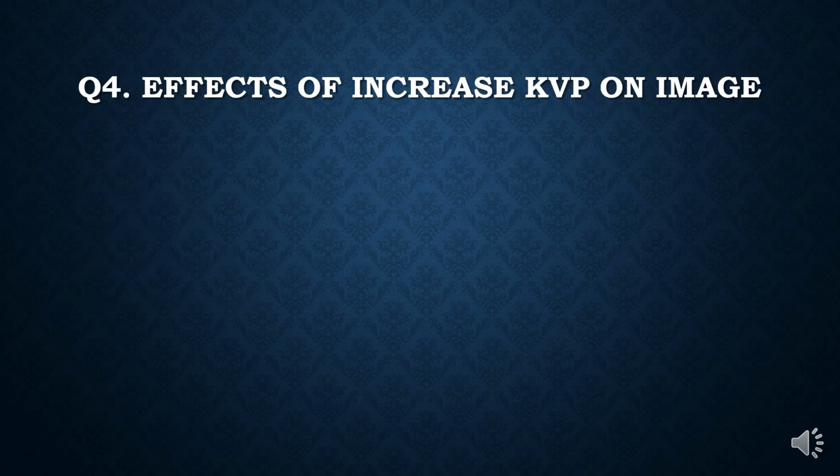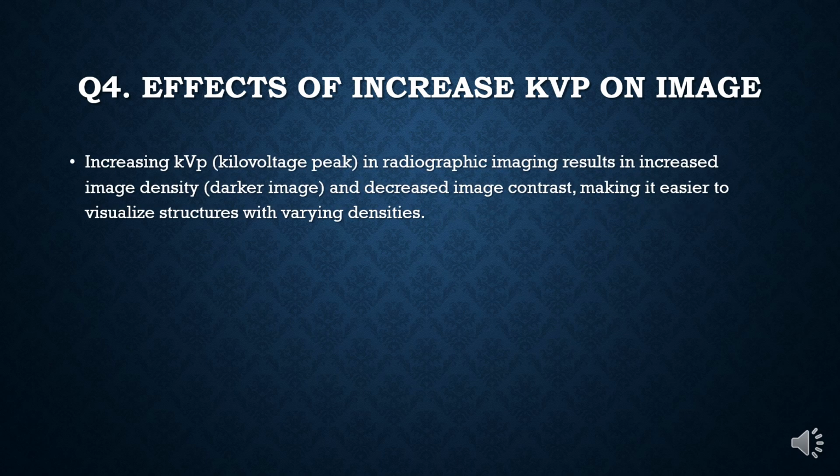Question 4 is effects of increased peak kilovoltage on image. Increasing peak kilovoltage on radiographic imaging results in increased image density, that is darker image, and decreased image contrast, making it easier to visualize structures with varying densities.